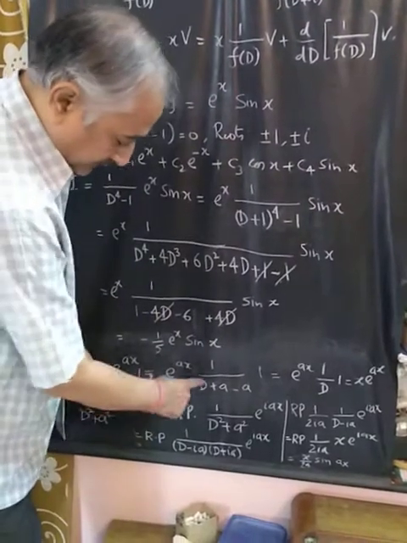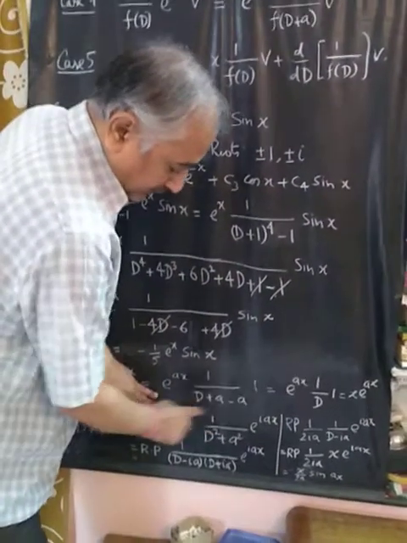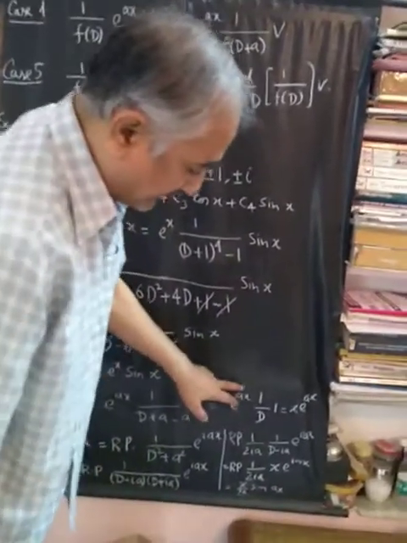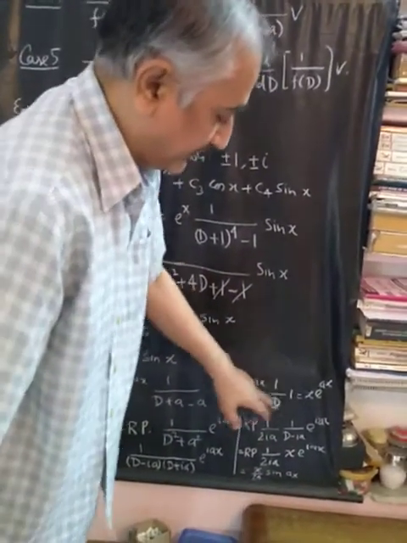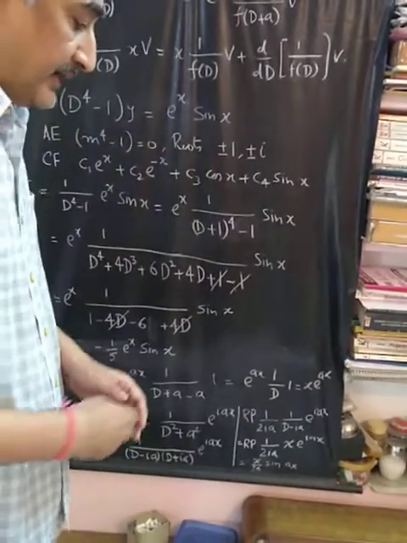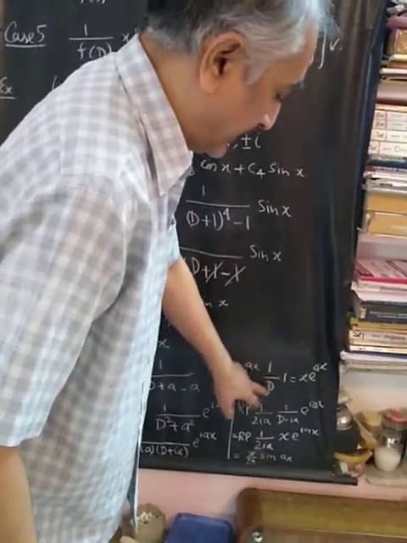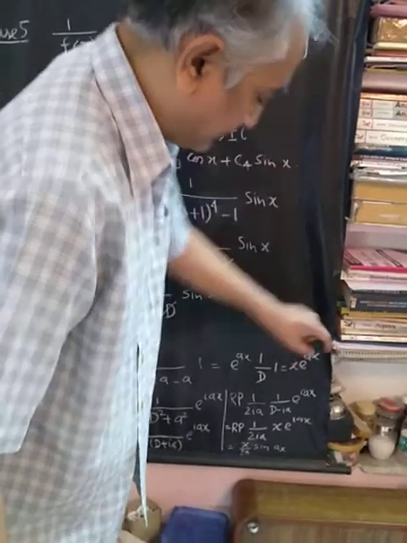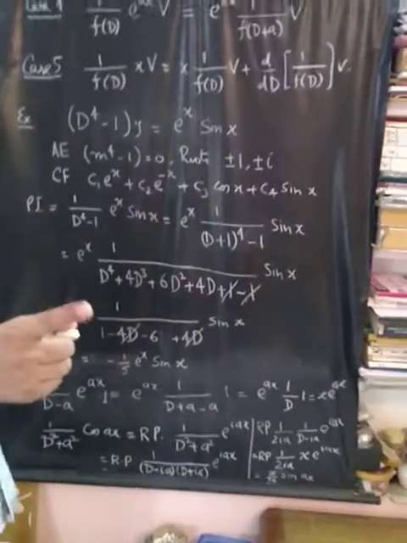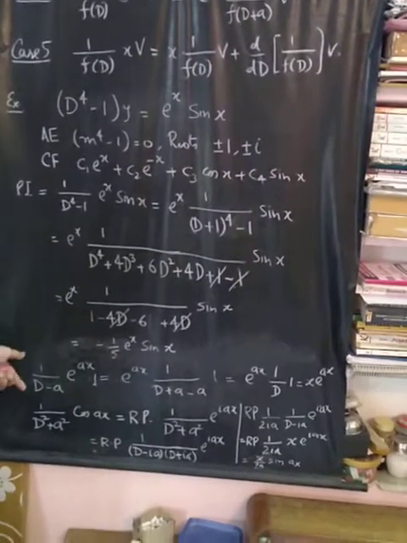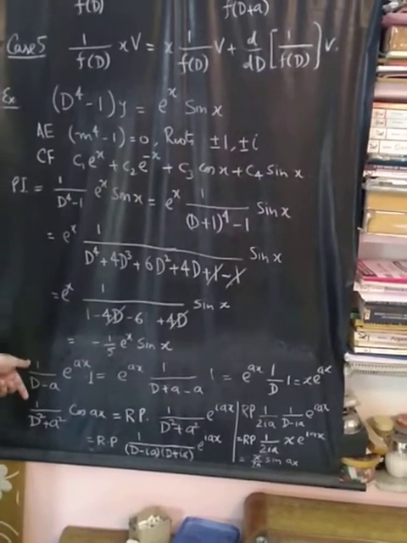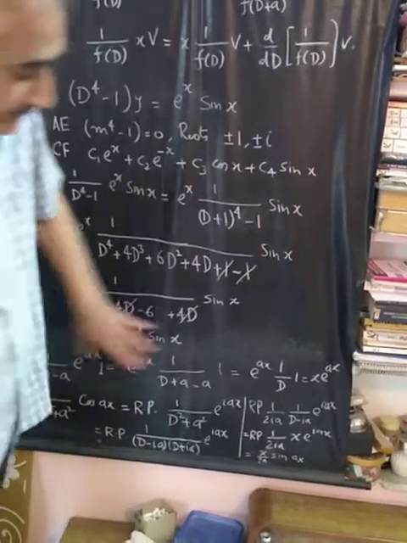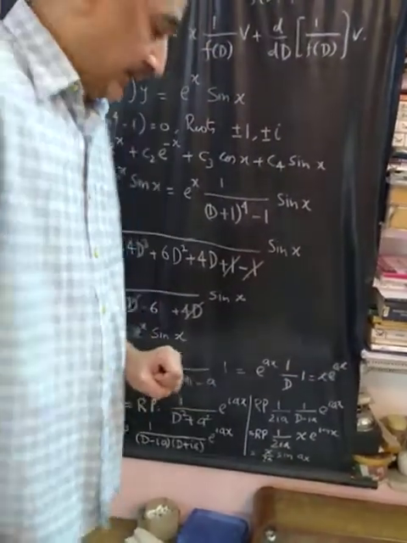So you have exponential ax on the left, 1 upon D plus a minus a. This a cancels and you get exponential ax, 1 upon D of 1. D is differentiation, so 1 by D is integration. So 1 by D of 1 is x. So you get that this is x times exponential ax. So if we are having 1 upon D minus a of exponential ax, the particular integral is given by x exponential ax.